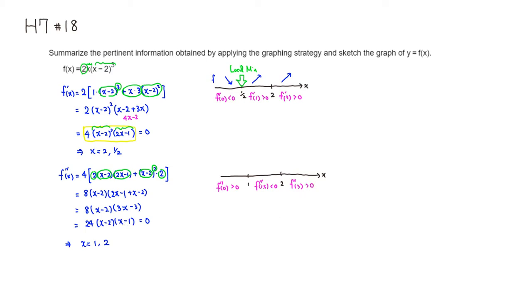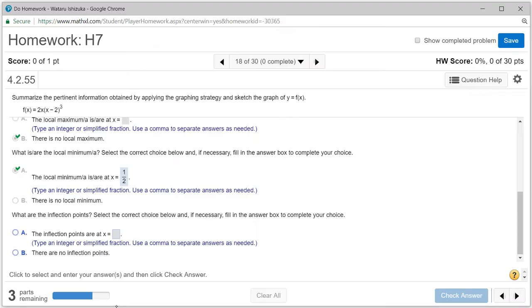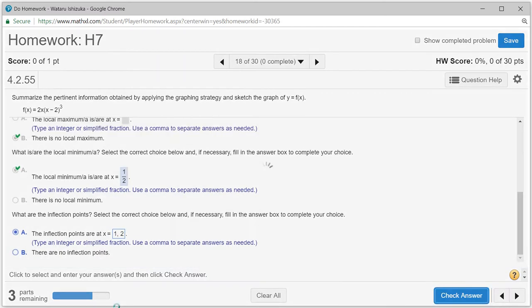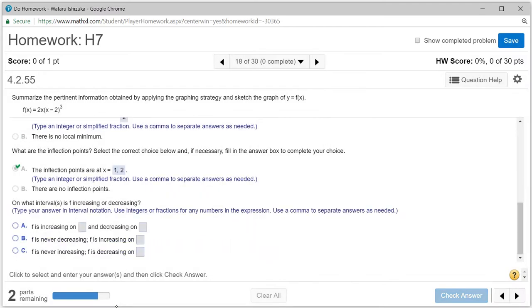So you can see that the original function f is concave upward, after that concave downward, and after that concave upward. So there is a concavity change here, so there is an inflection point at 1, and an inflection point at 2 as well. So let's type it in. Inflection points are at 1, 2. Check the answer. We got that.